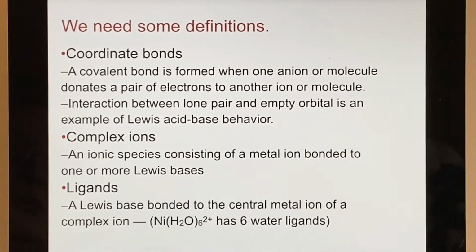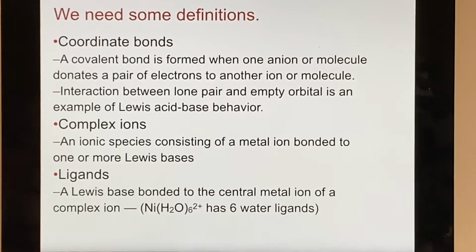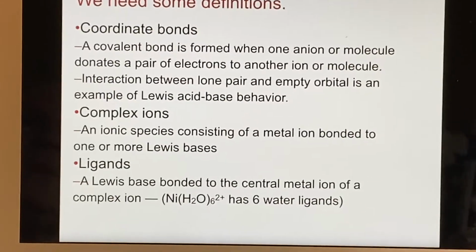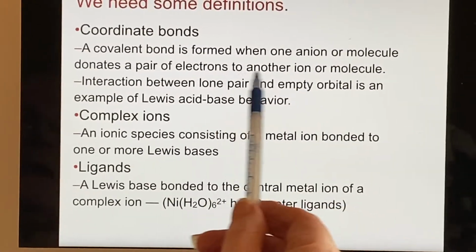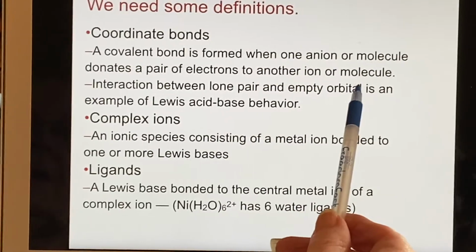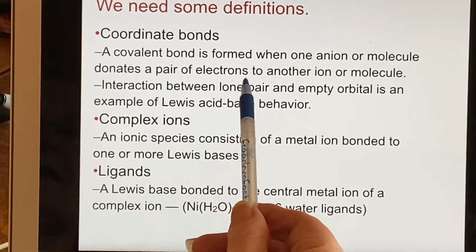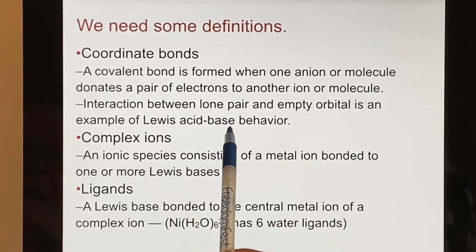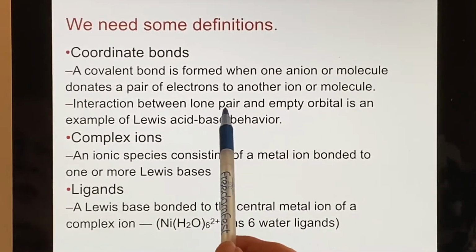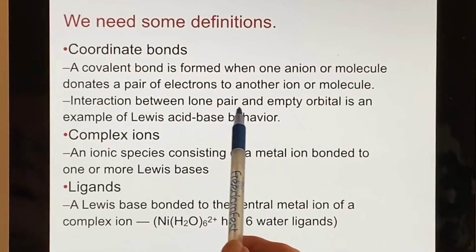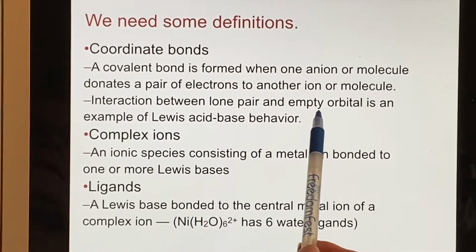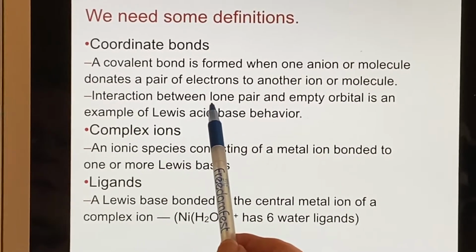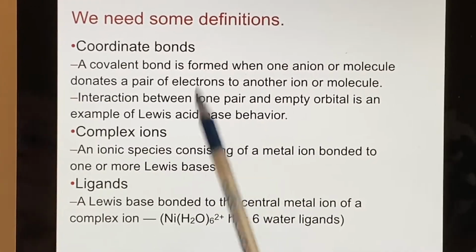We do need definitions. There's something called a coordinate bond. That's a covalent bond, and it's when an anion or a molecule donates a pair of electrons to another ion or molecule. Donating a pair of electrons sounds like Lewis acid-base stuff, right? Because one is donating a lone pair, and the other one is accepting the lone pair. So you have your base that's donating it and your acid that's accepting it.